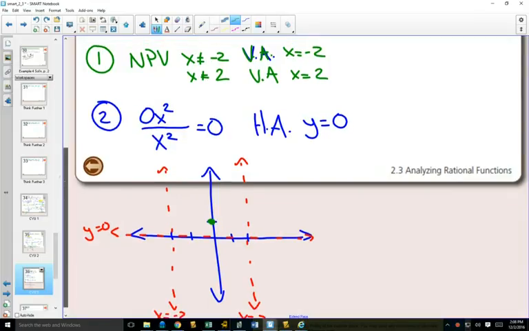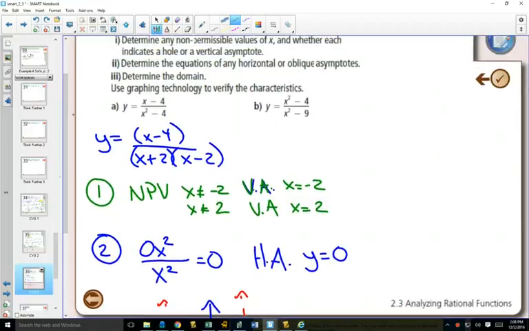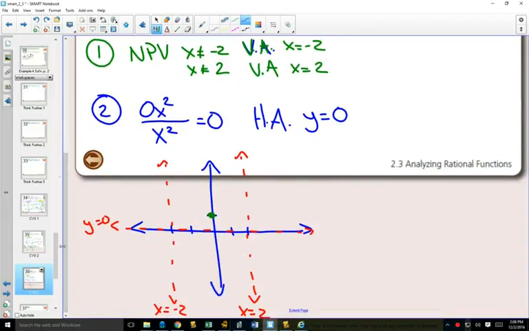Do we have any x-intercepts? Well, if we were going to have an x-intercept, that would be where the top is equal to 0. And that is at 4. Cool. This graph is going to get a little crazy.